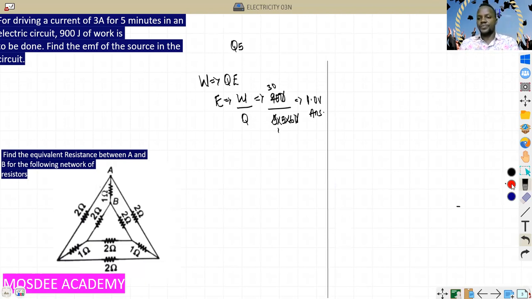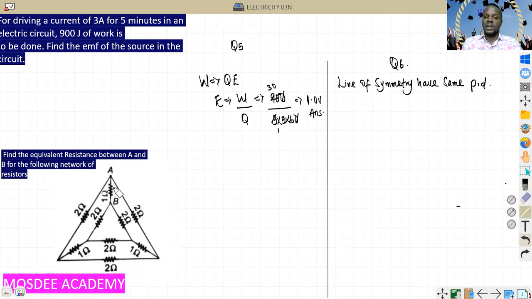So question 6. About question 6, we have: find the equivalent resistance between A and B for the following network of resistors. Fine. So to do this directly, we have to rearrange. And again, we have to remember our short way of getting this, which is the line of symmetry. Remember, points on the line of symmetry have the same potential difference. So I think this is what we are to know in this type of circuit. So the first step is just to bring the line of symmetry.